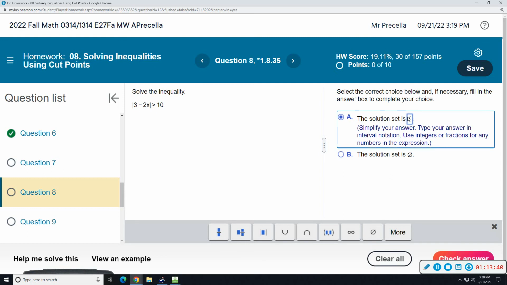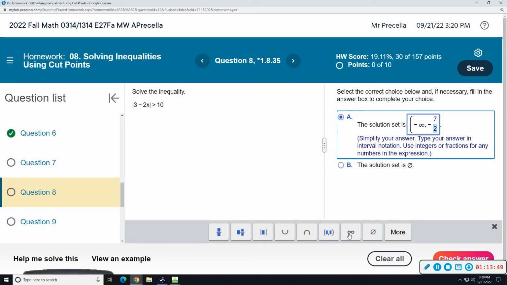Parentheses, negative infinity, comma, negative 7 over 2. I'll hit the right arrow to get out of that denominator. Parentheses, union. That's the U, not the upside down U. Parentheses, 13 over 2. Don't put the comma in the bottom of the fraction. Don't do that, okay? I'll hit right arrow, then put the comma, infinity.